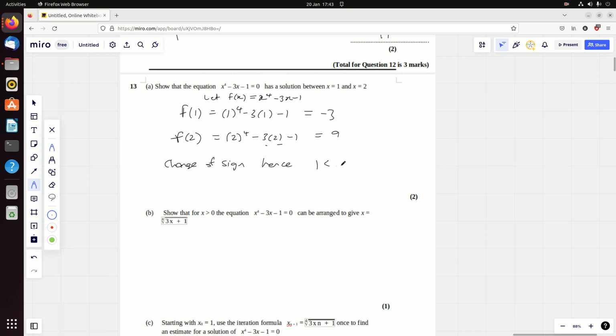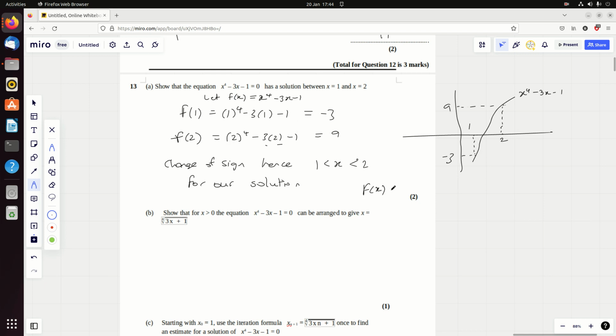Hence, 1 is less than x is less than 2 for our solution. Now, if you're wondering why that works, think of the graph. We've shown that we've got this curve, x to the 4 minus 3x minus 1, and that when x is 1, you get minus 3, and when x is 2, you get 9. So the answer for where f of x equals 0 must be somewhere between 1 and 2.